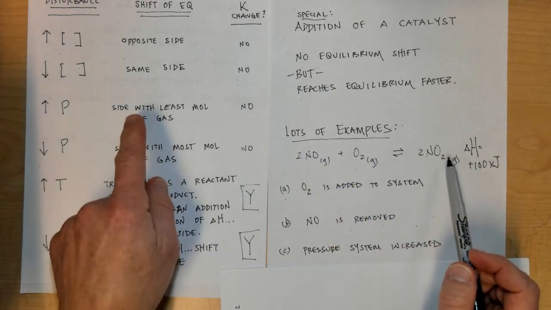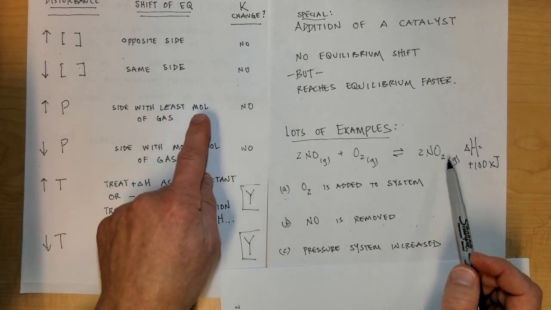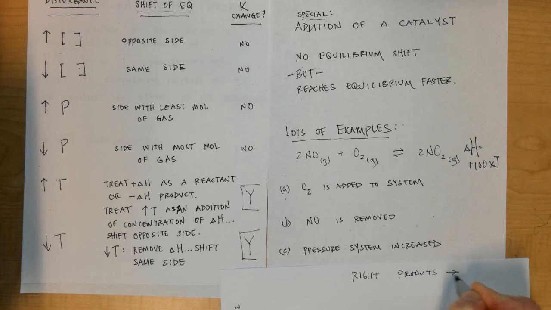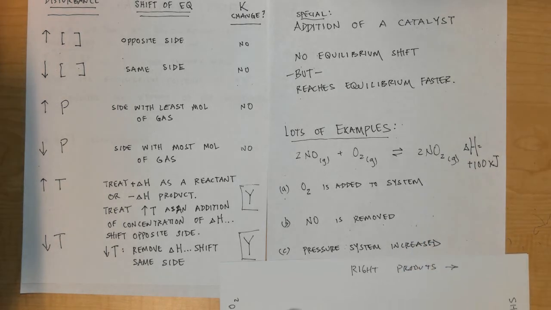It says it will shift to the side with the least moles of gas. So that means, since we're increasing the pressure, it would shift to the right. It would shift to the products. It would shift and go to more NO2.